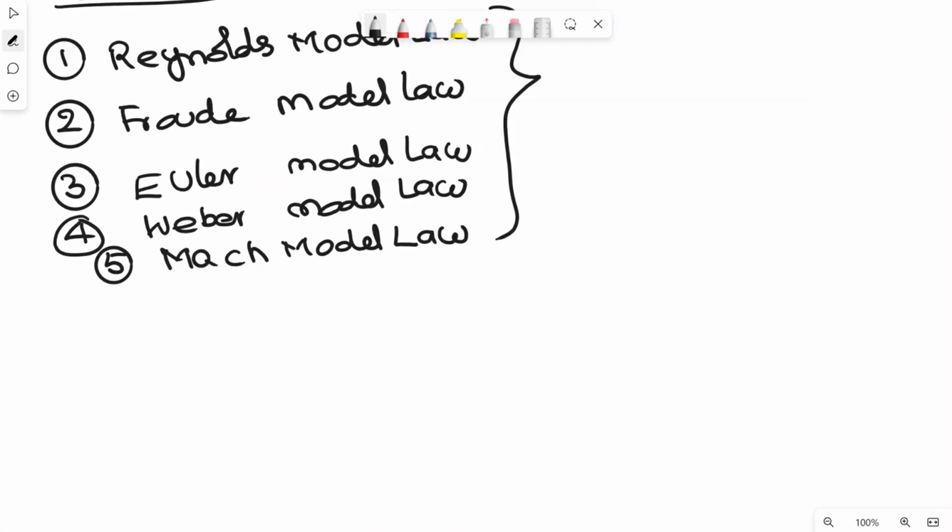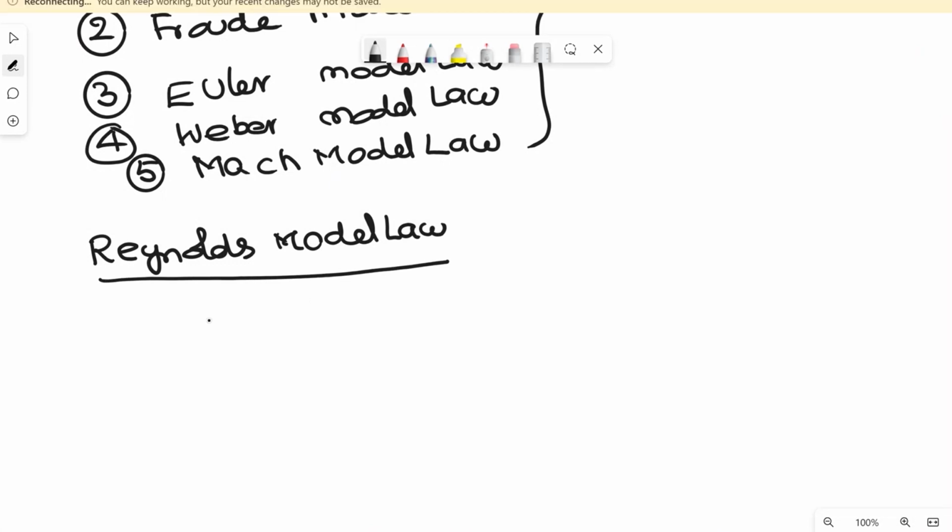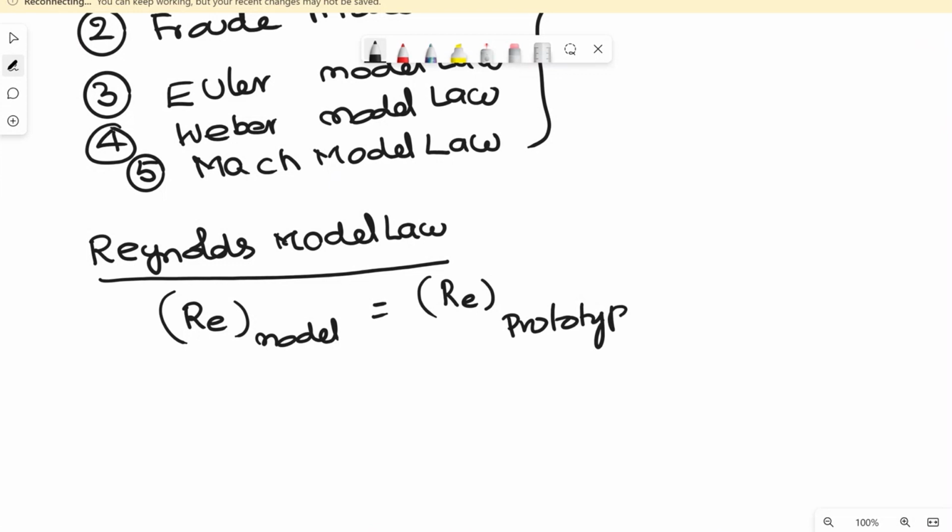So now let us take only the first model law in this class. So what is Reynolds model law? Reynolds model law says that the Reynolds number for the model is equal to the Reynolds number for the prototype. That's all. Reynolds number for the model is equal to Reynolds number for the prototype.